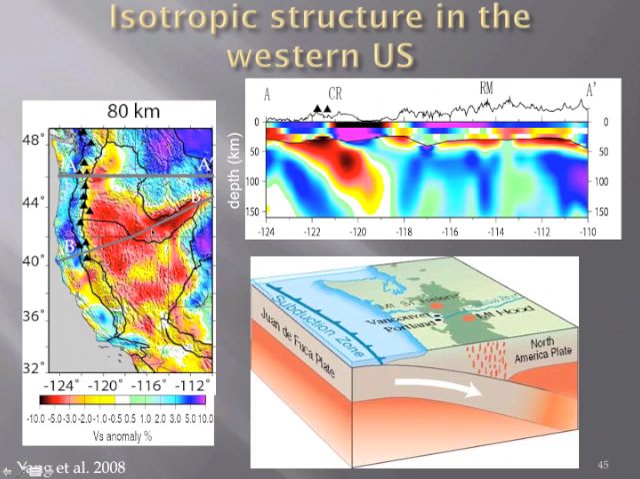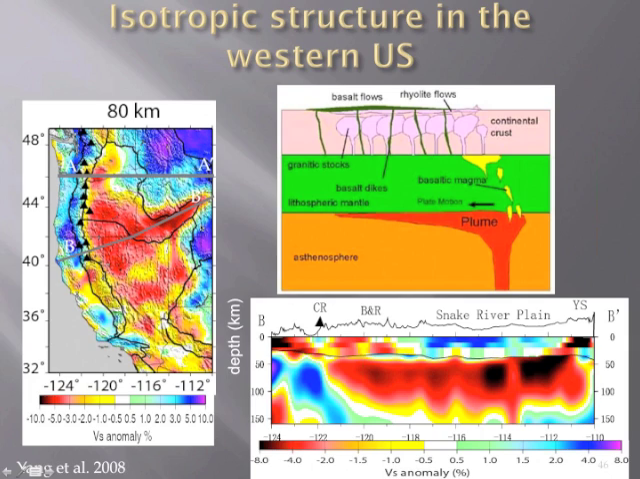And if we look at the BB plane, this cuts through the Snake River Plain and Yellowstone. And you can see that the slow anomaly in the mantle shows up here and connects all the way to the Yellowstone hotspot. And this can be compared with the plume model proposed in this area. And also here, the subduction of the Juan de Fuca plate still shows up.